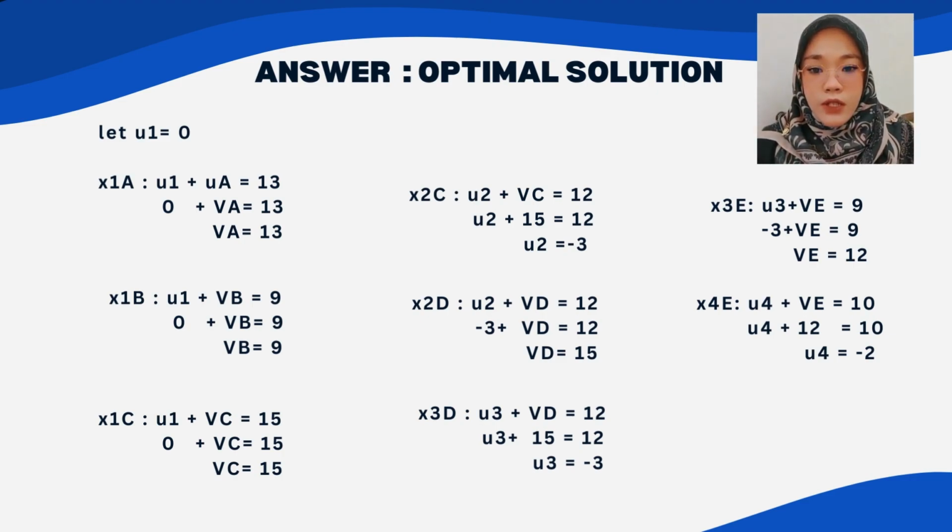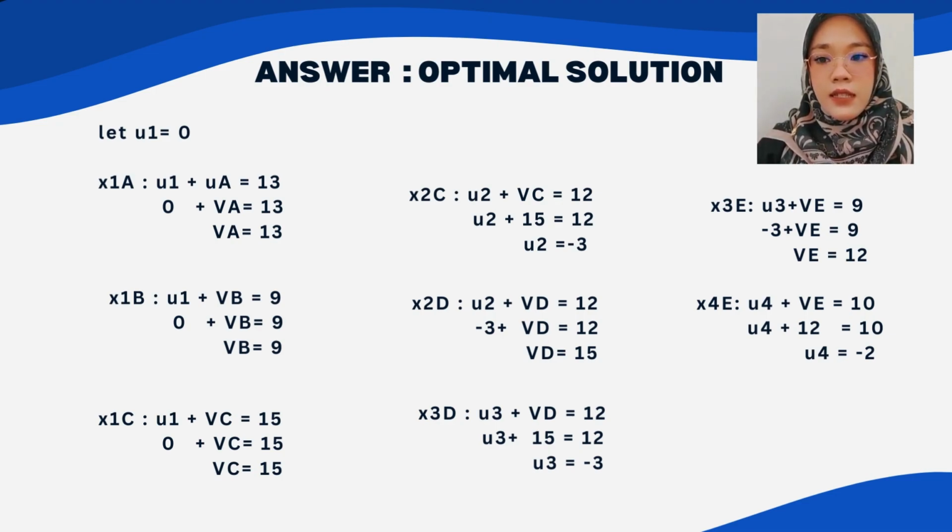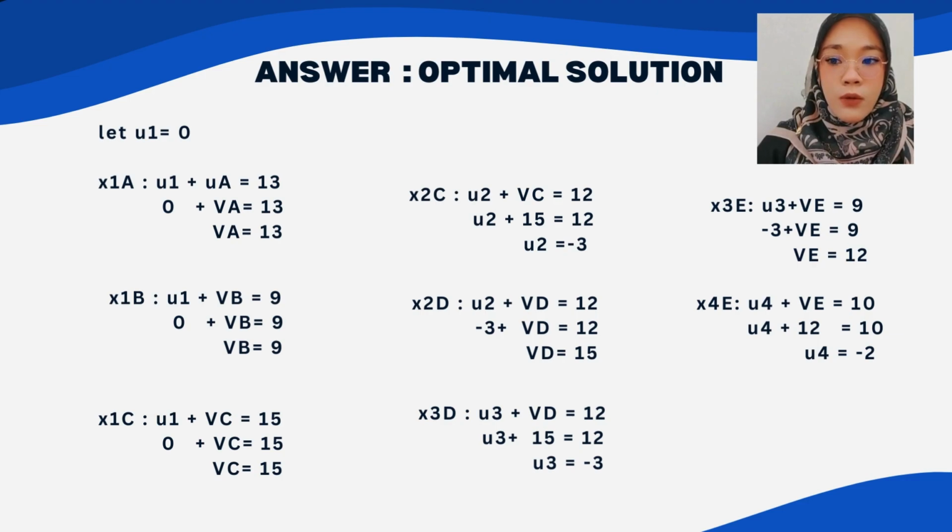The table used in the modified distribution method is the same as in the northwest corner method, but with a slight difference that has been added, which is the Vj amount and Ui amount. In the table, the extra left-hand column with Ui symbols and the extra top row with Vj symbols represent values that must be computed for all cells with allocations using the formula Ui plus Vj equals Cij. There are 8 cells with allocations and we need to solve the equations using the formula mentioned just now to find the value of each Ui and Vj.